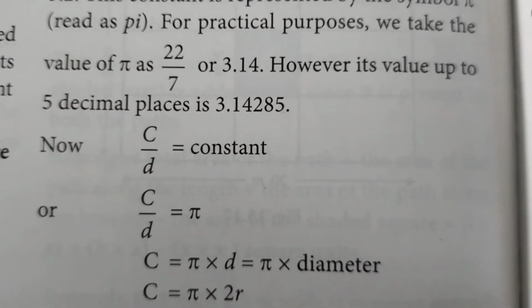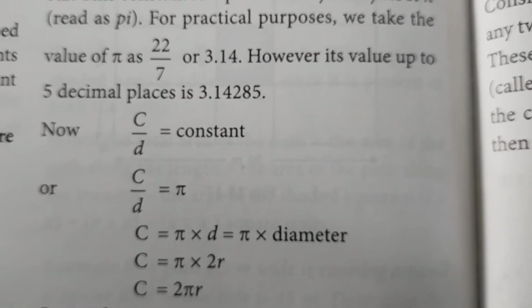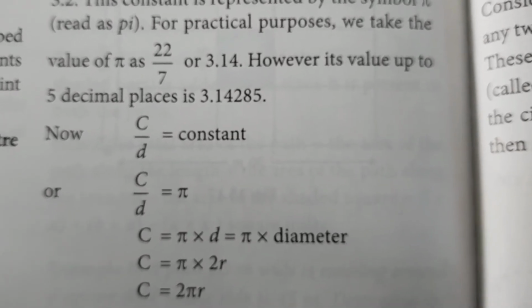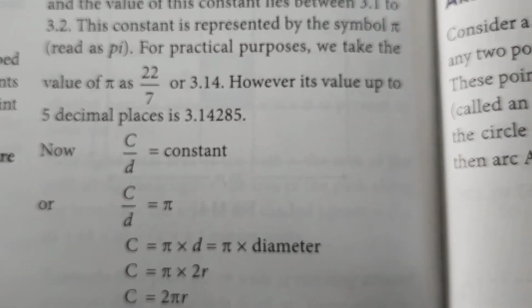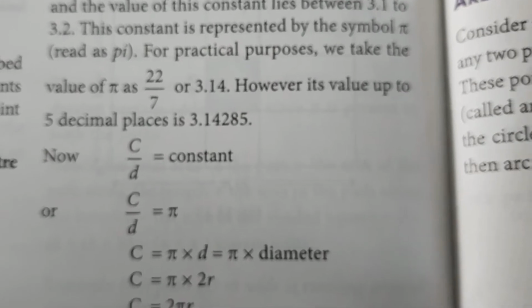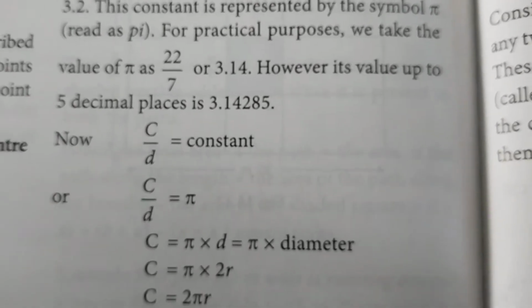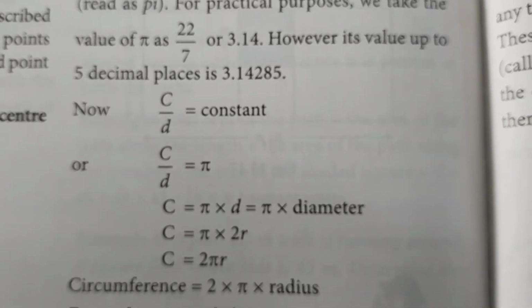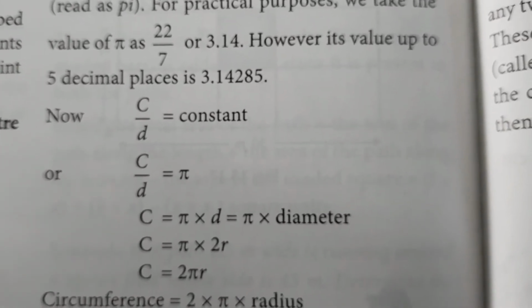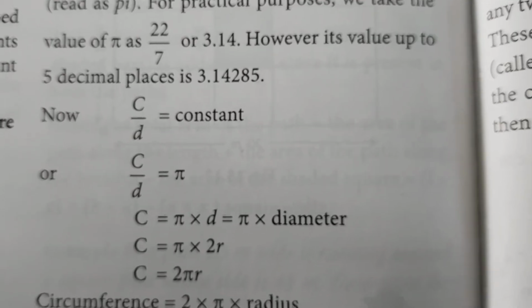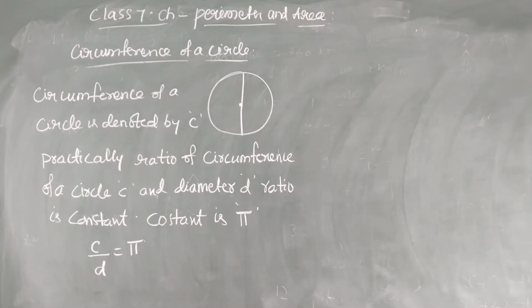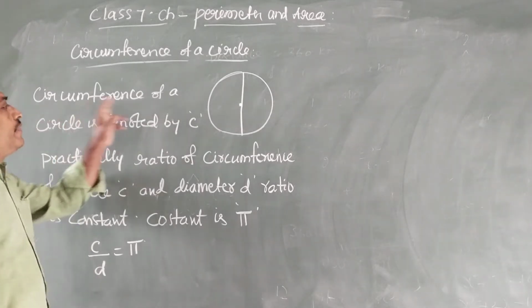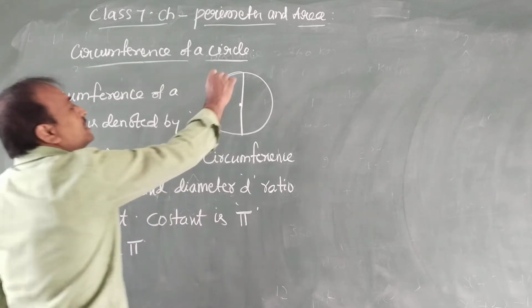So the circumference of a circle is pi into D, which is the diameter, or the circumference of a circle is equal to pi into 2r, as diameter is 2 times its radius. So C is equal to 2 pi r. So the circumference of a circle is 2 into pi into r, that is 2 pi r. Look at this. The circumference of a circle, which is the total length of this boundary.